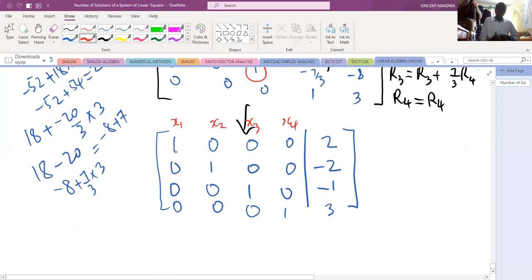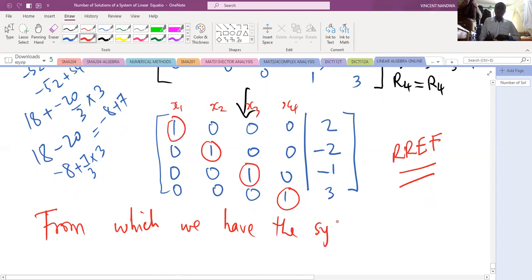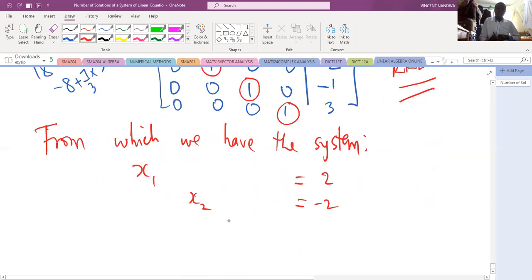So this structure is what we call the reduced row echelon form. And then from this reduced row echelon form of the augmented matrix, you can always now get the solution. So from which we have the system x1 equals to 2, x2 equals to negative 2, x3 equals to negative 1, and x4 equals to 3.